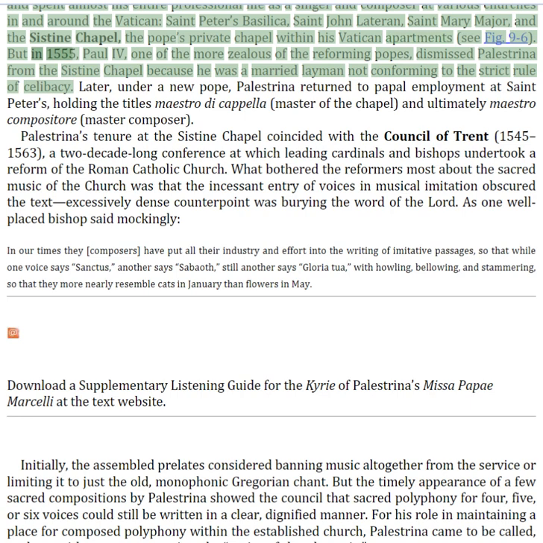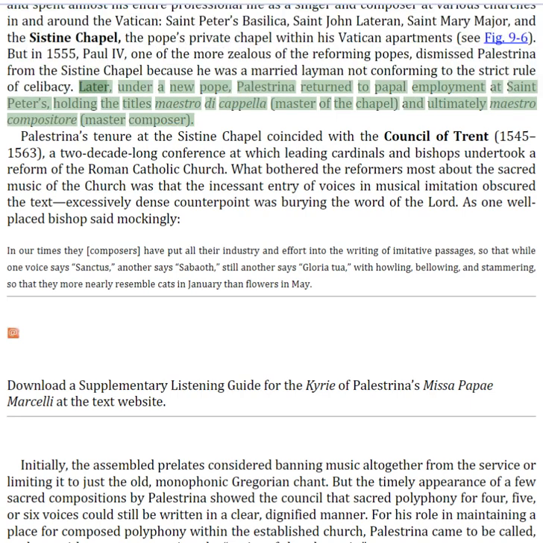But in 1555, Paul IV, one of the more zealous of the reforming popes, dismissed Palestrina from the Sistine Chapel because he was a married layman not conforming to the strict rule of celibacy. Later, under a new pope, Palestrina returned to papal employment at St. Peter's, holding the titles Maestro di Cappella and ultimately Maestro Compositor.